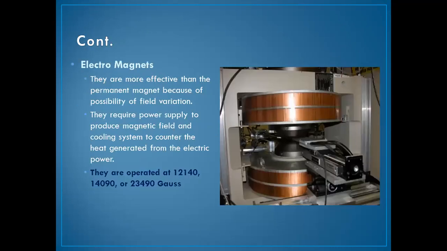Second type of magnet is electromagnets. They are more effective than permanent magnets because of the possibility of field variation, and they require a power supply to produce the magnetic field and a cooling system to counter the heat generated from the electric power. They are operated at 12,140, 14,090 or 23,490 Gauss.